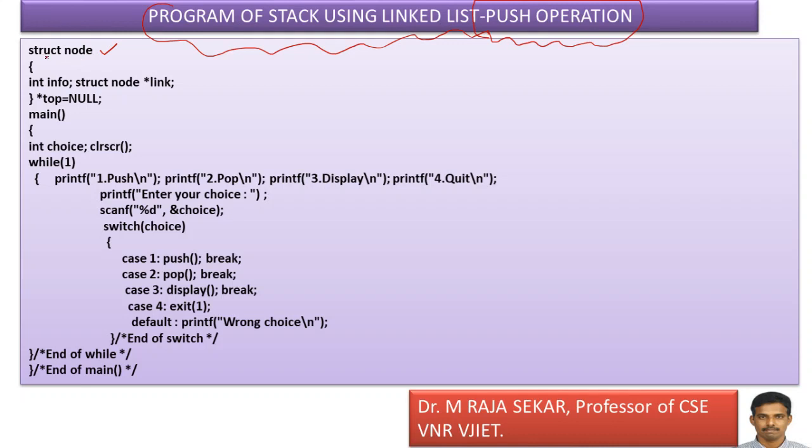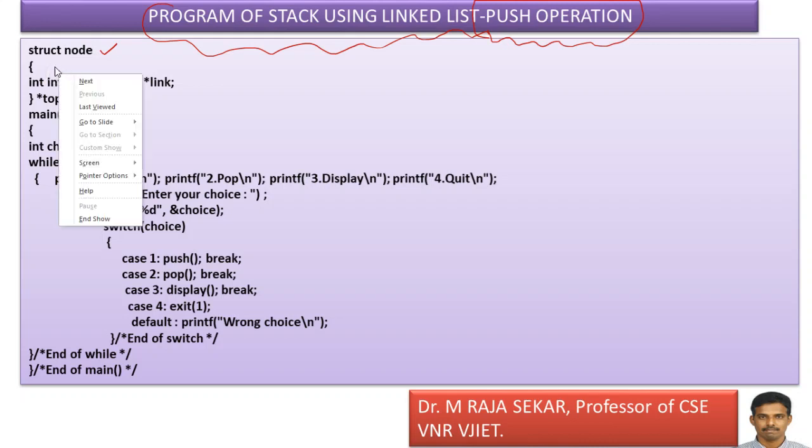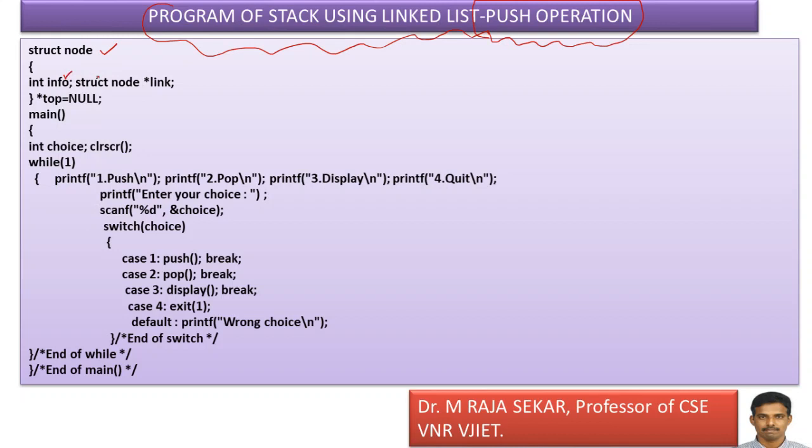struct node is the structure name. This is the structure beginning: int info. info is an integer type variable, isn't it? struct node *link means link is a pointer variable. *top is also a variable whose data type is struct node, which is initialized with NULL value. This particular structure is useful to write a program on stack using linked list.